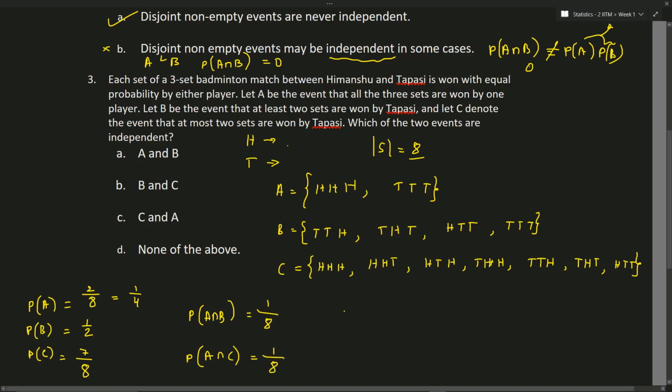Probability of B intersection C is nothing but, we have 3 common elements, right? TTH, THT as well as HTT. So we have 3 common terms between these two, that is 3 divided by 8. By looking at this, if we multiply P of A and P of B, we have 1 by 8, so A and B are independent. What about the other two, A and C? If we multiply these two, we'll have 14 by 64, so that is not the answer for this. So A and C are not independent. What about B and C? If we multiply, we have 7 by 16, but that is also not the answer. B and C is also not independent. Only A and B are independent events.